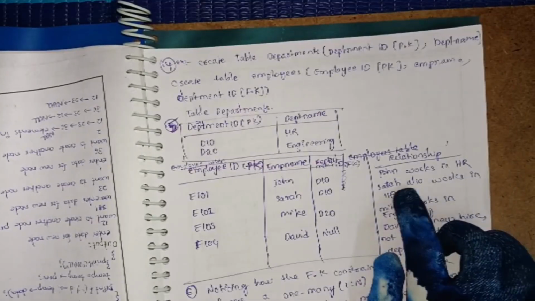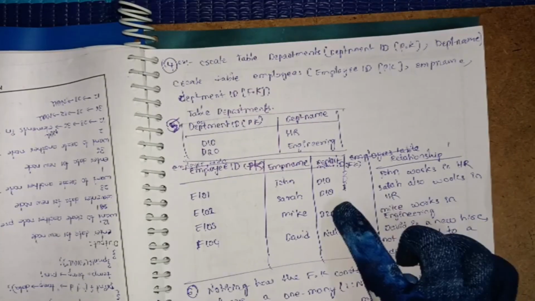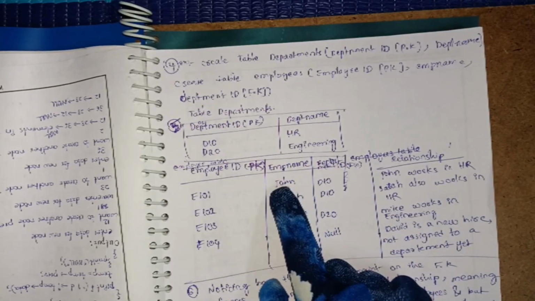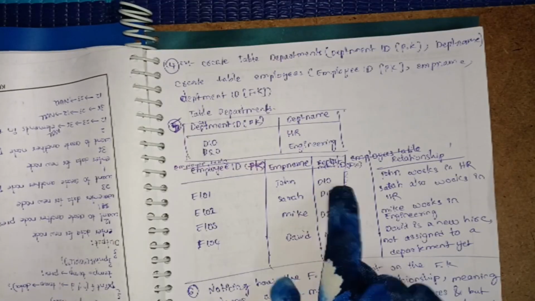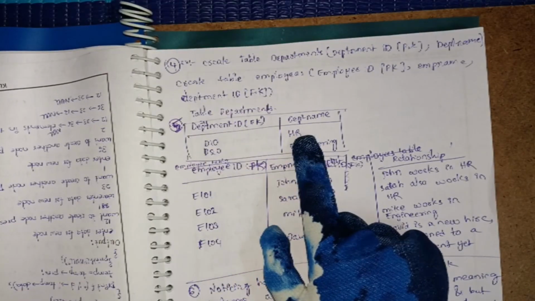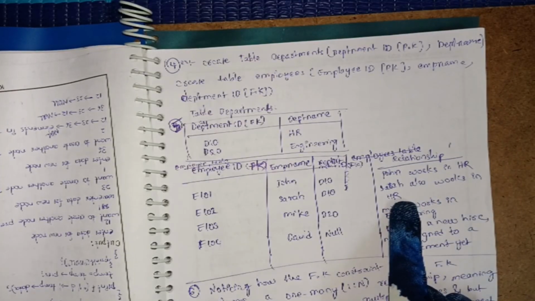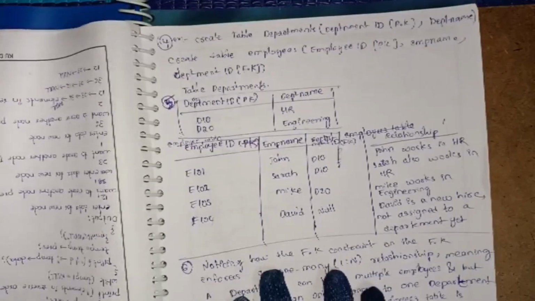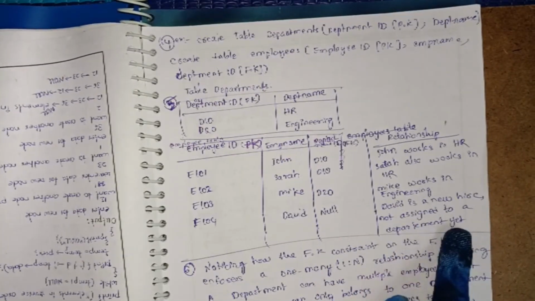So the relationship is John works in HR. Here John is assigned to the D10 department, which is the HR department. Sarah also works in HR, and Mike works in Engineering. And David is a new hire, not assigned to a department yet.